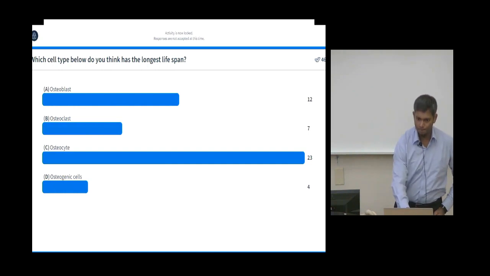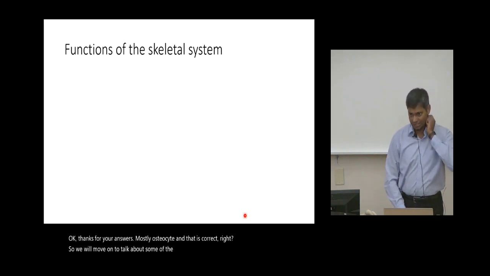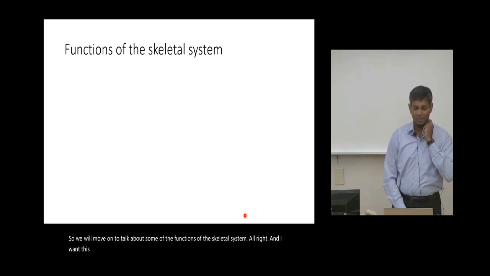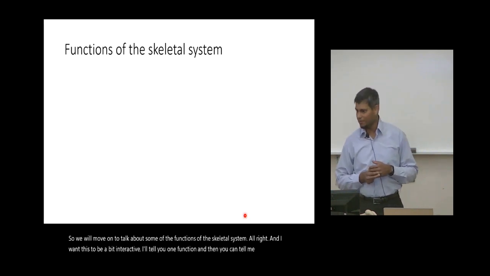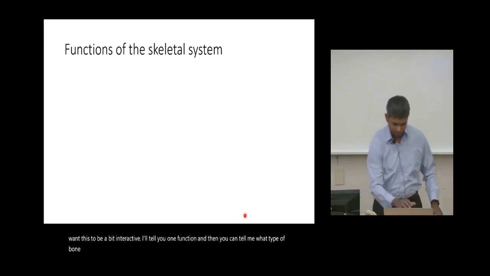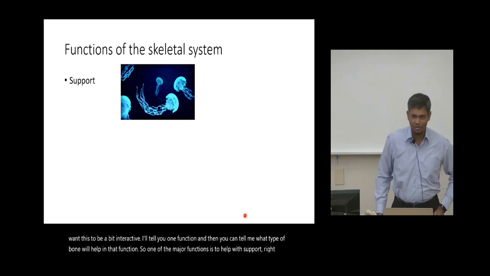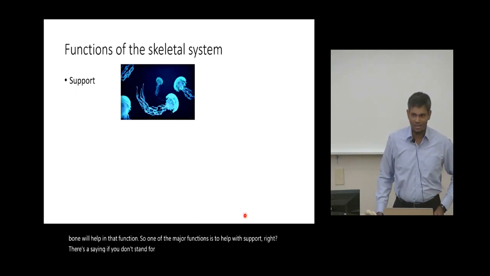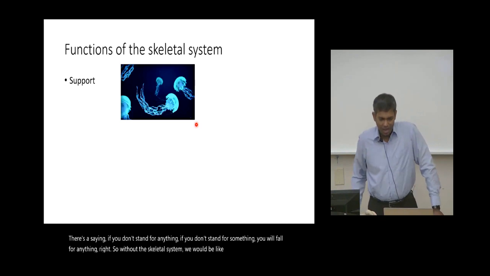So, we will move on to talk about some of the functions of the skeletal system. Alright, and I want this to be a bit interactive. I'll tell you one function, and then you can tell me what type of bone will help in that function. So, one of the major functions is to help with support, right? There's a saying: if you don't stand for something, you will fall for anything, right? So without the skeletal system, we would be like jellyfish.